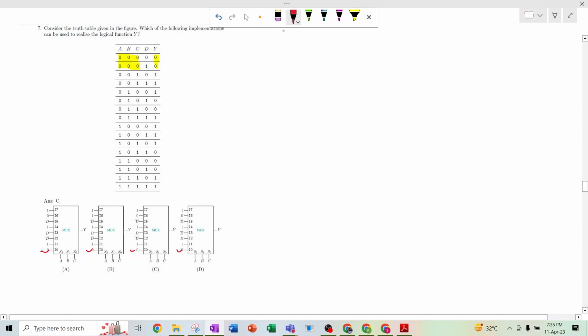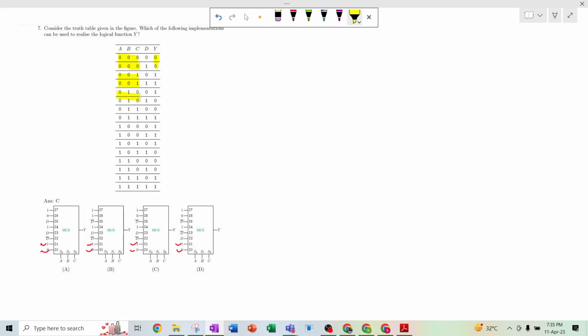Okay, the next thing, if it is 0 0 1, then the output will be 1. That means it is connected with 1, it is connected with 1, it is connected with 1, it is connected with 1. So far so good, all the options are matching.